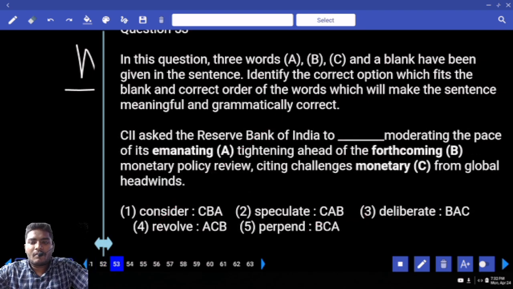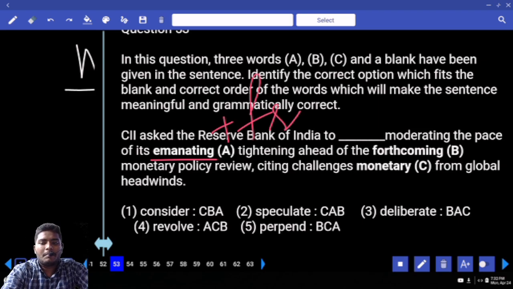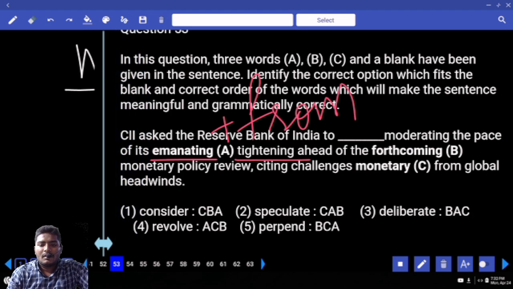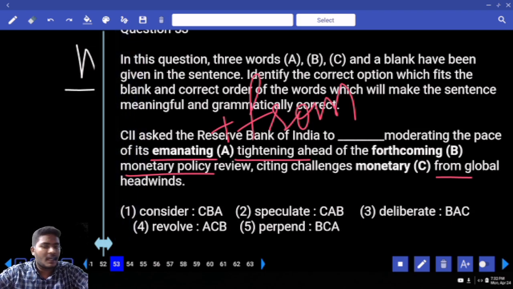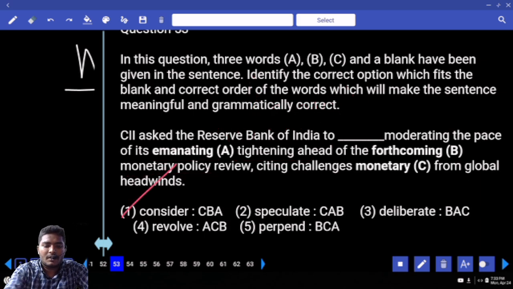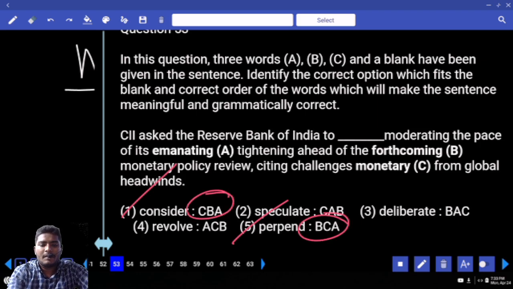Next, move to 53. CII asked the Reserve Bank of India to dash monitoring the pace of its emanating. Do you remember one fixed preposition rule? Emanate is followed by, immediately you should remember one preposition. What is it? From. Emanating from. So A must be used in which position? Last position. So where is the last position? A option, first one or fifth one? Now your arrangement should start with a C or B.